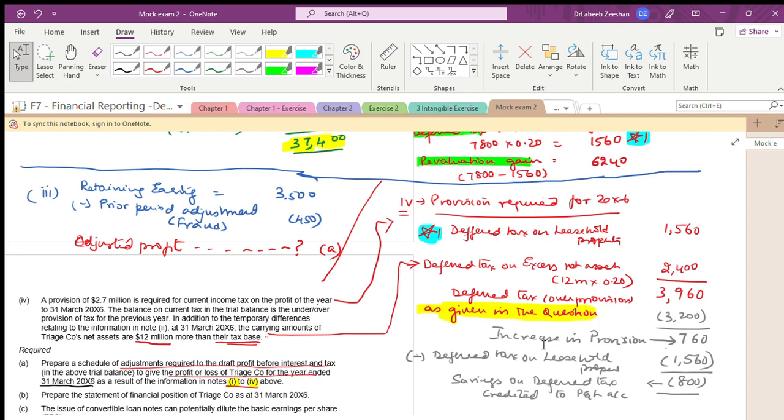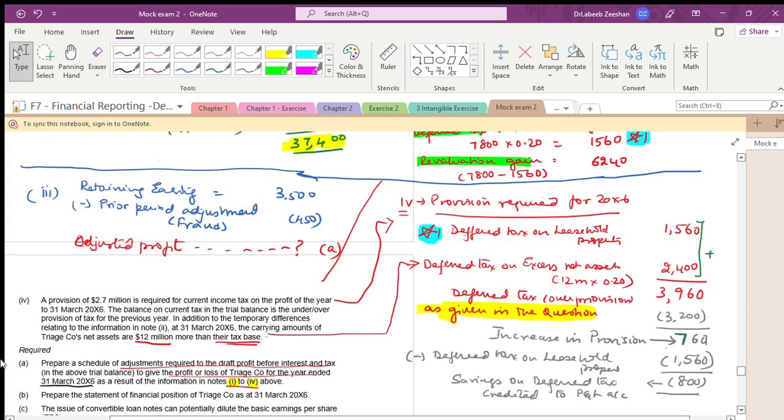That is the reason. You asked me what we will do first. First we will add the provision and get the total deferred tax. From that we will deduct the deferred tax of the balance sheet. Now we will get the actual increase in provision that we have to pay. How much is the increase in provision?